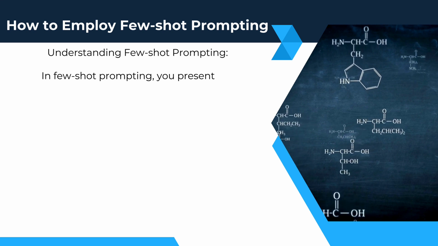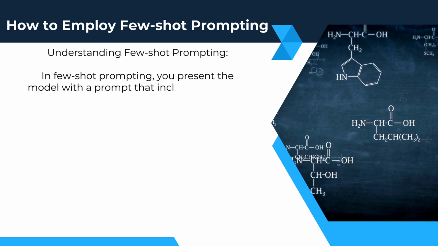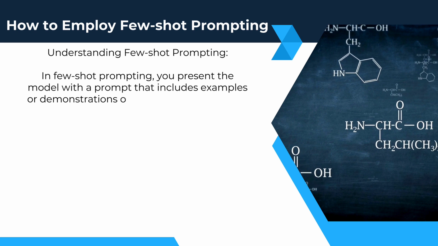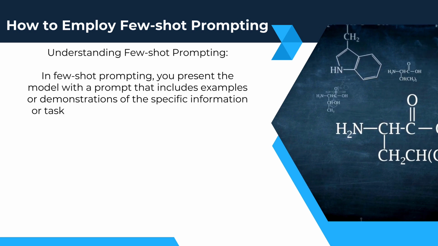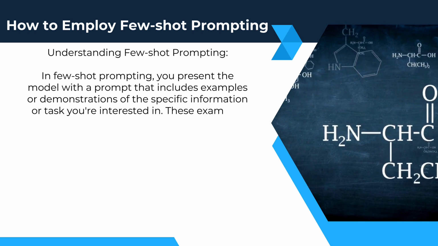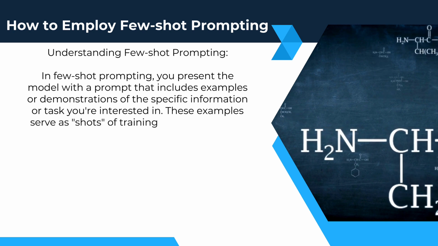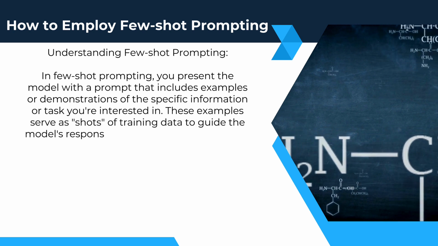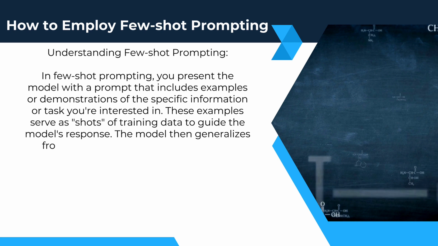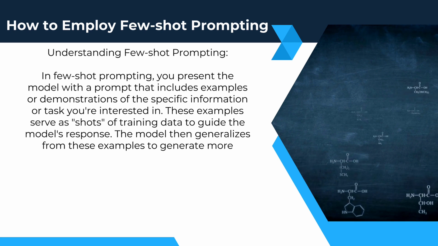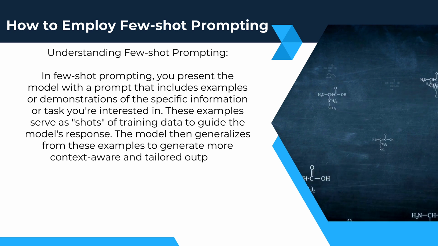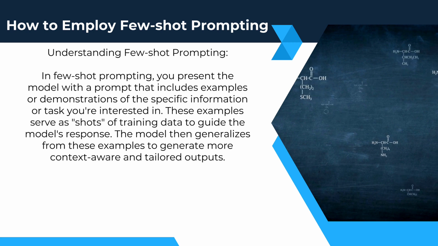In few-shot prompting, you present the model with a prompt that includes examples or demonstrations of the specific information or task you are interested in. These examples serve as shots of training data to guide the model's response. The model then generalizes from these examples to generate more context-aware and tailored outputs.